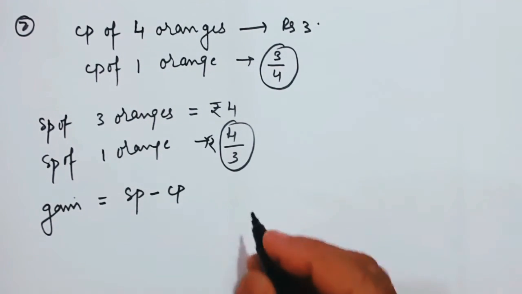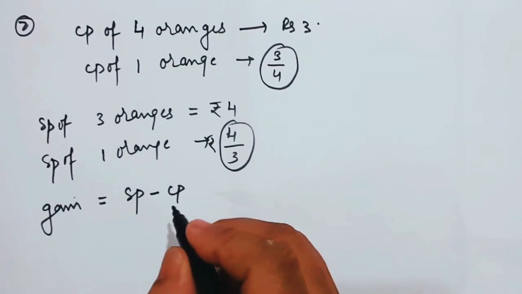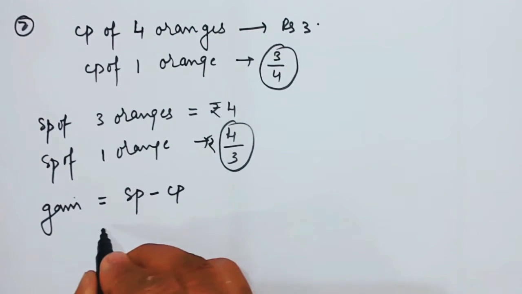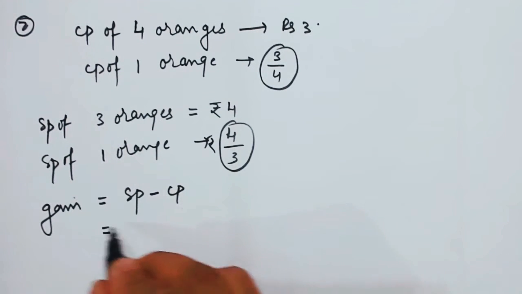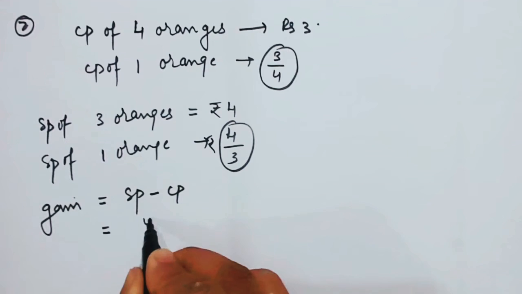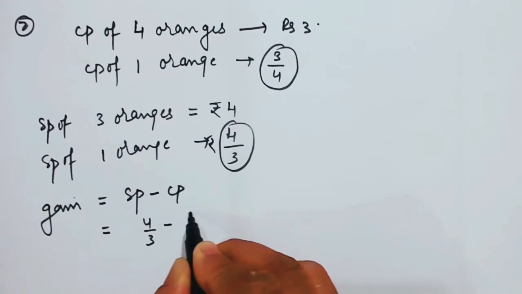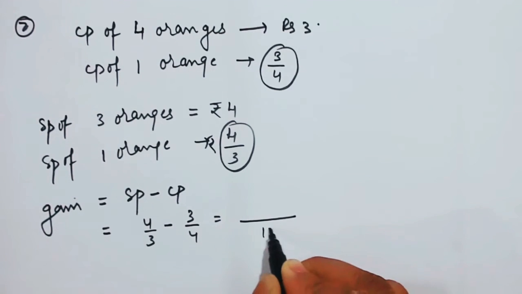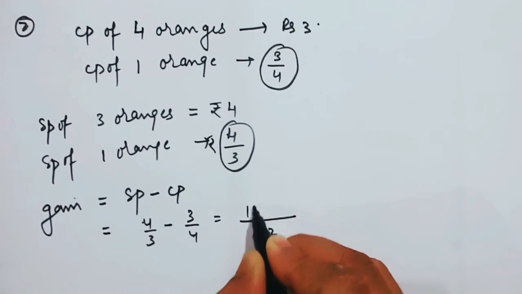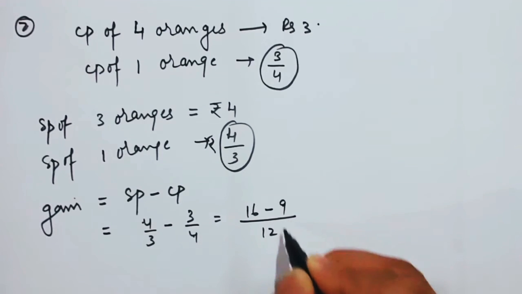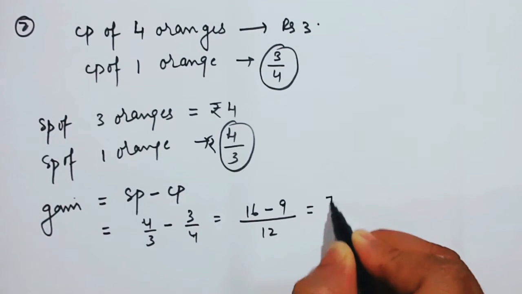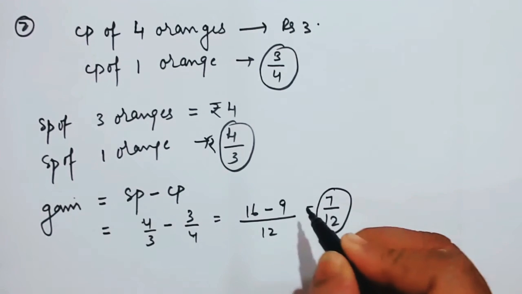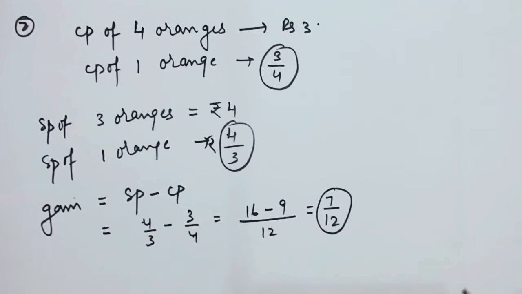So gain is equal to SP minus CP. Now let us find the difference. SP equal to 4 by 3 minus 3 by 4. You know how to take the LCM? 12, 4 4s are 16, minus 3 3s are 9, and here you will get 7 by 12. 16 minus 9, 7 by 12 as your gain.